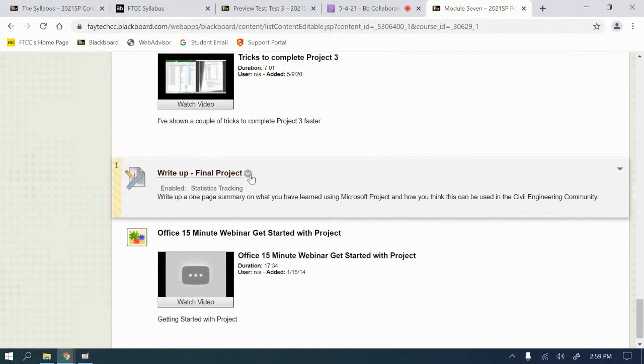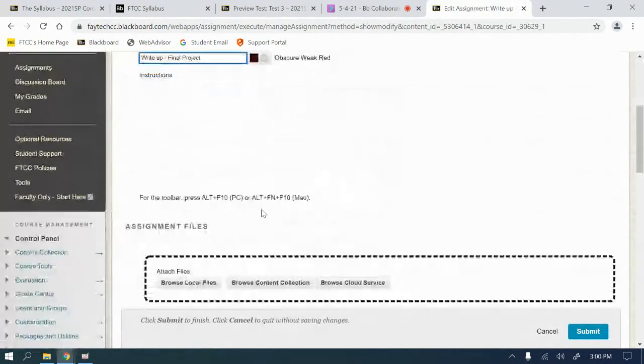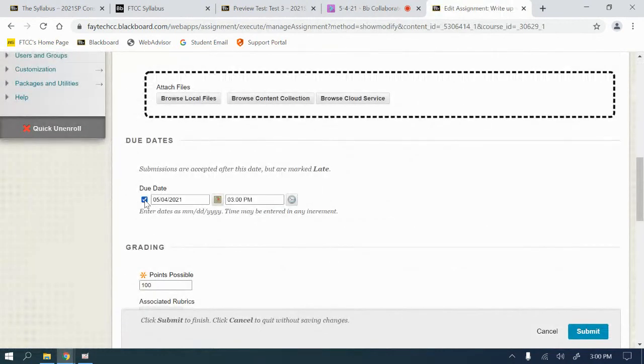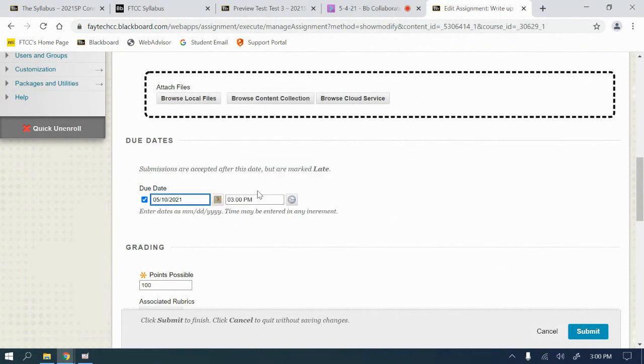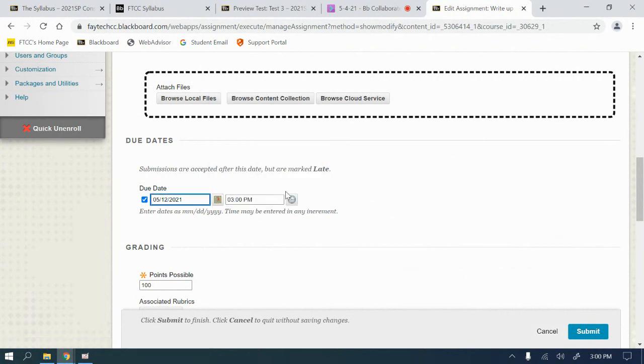I did. Assignment instructions: write a 1-page summary on what you have learned using Microsoft Project and how you think this can be used in the civil engineering community. I just didn't put a due date. And I had a 0% overall match on SafeAssign. What? Oh, a 0 overall percent, for matching. Yeah, SafeAssign pretty much detects plagiarism. Okay, so mine came from the hub.